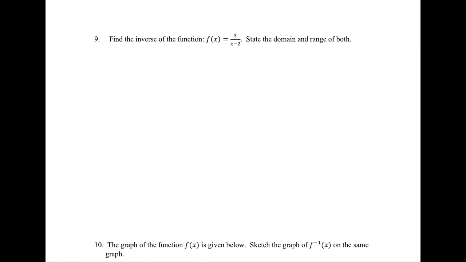Okay, question 9. We are finding the inverse of the function, and then stating the domain and range of both. That means we have to have the domain of f of x and the domain and range of the inverse. So if we have the original function, and we switch the place of x and y, that's the first step. Remember, you can think about that as y.